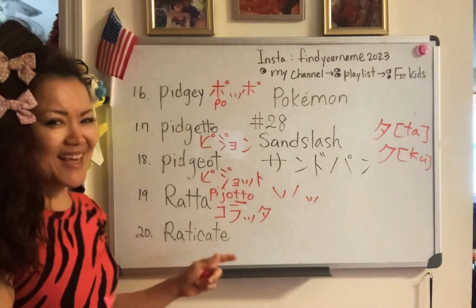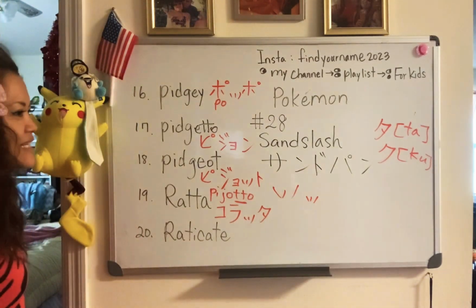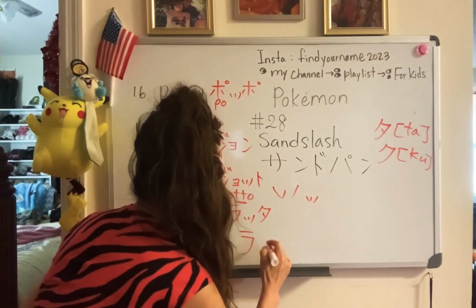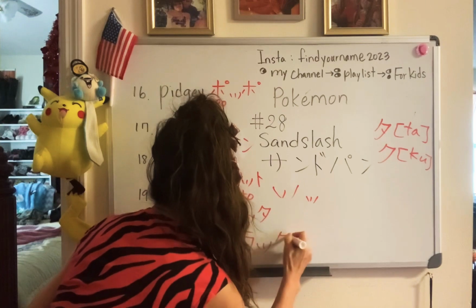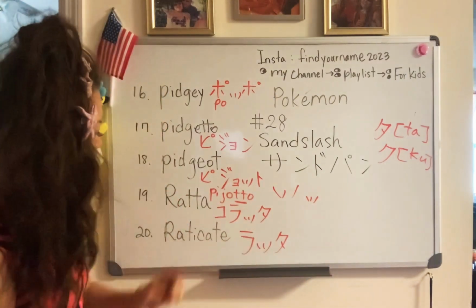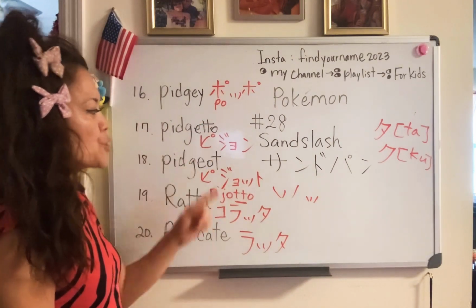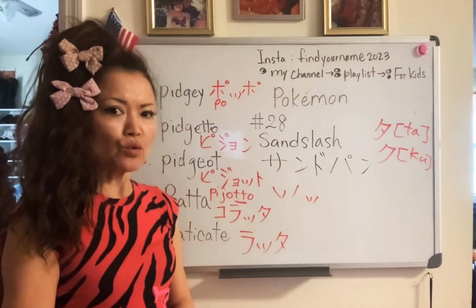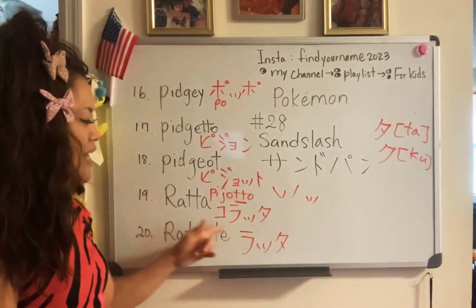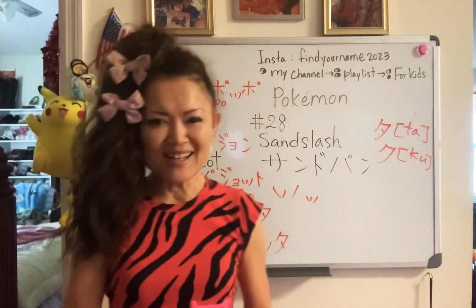Number 20, Raticate, is the last one. How do you say Raticate in Japanese? Ratta. Ra with small chi. Ratta. A lot of ta and ra, right? So 16 to 20 is Popo, Pijon, Pijotto, Koratta, 19. Number 20 is Ratta. Okay, guys. Oh, it's fun to learn. Our brain is working, right?